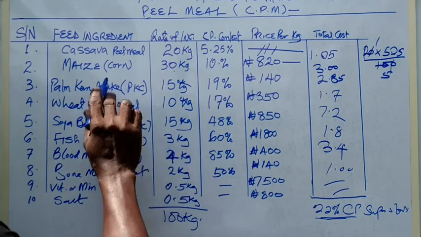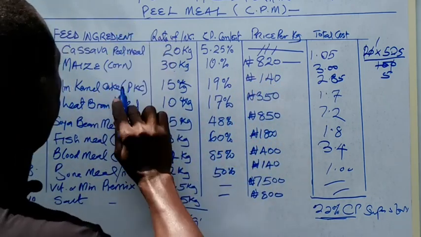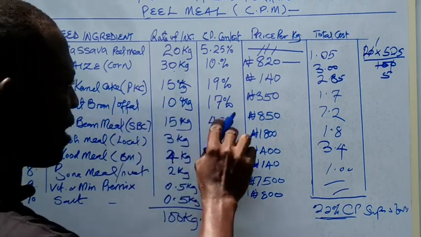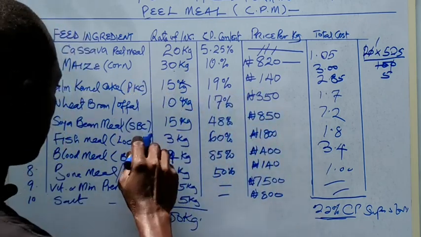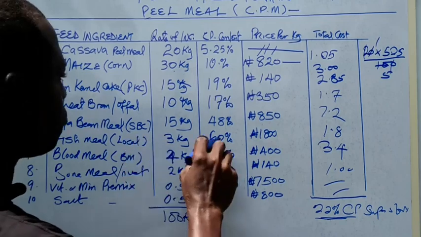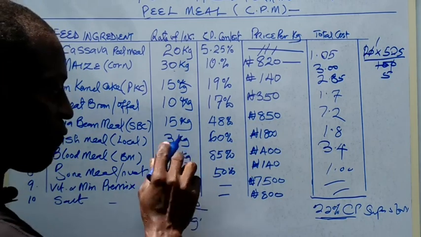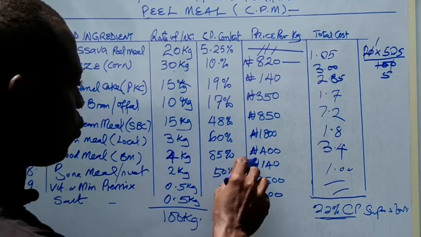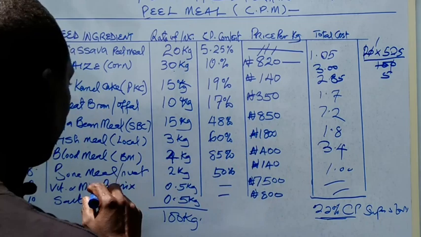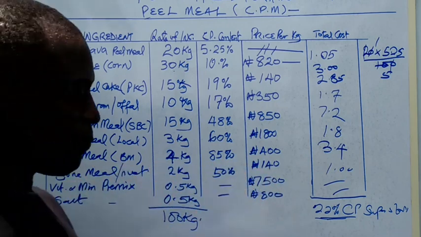But for now, the maize here is 820 naira per kilogram. Pankane cake is 140 naira per kilogram here. Then wheat bran is 350 naira per kilogram. Then soya bean meal is 850 naira per kilogram. Then fish meal is 1,800 naira per kilogram of local fish meal. Then blood meal is 400 naira per kilogram. Then bone meal is 140 naira per kilogram. Then premix, which is 7,500 naira per kilogram, and salt, which is 800 naira per kilogram.